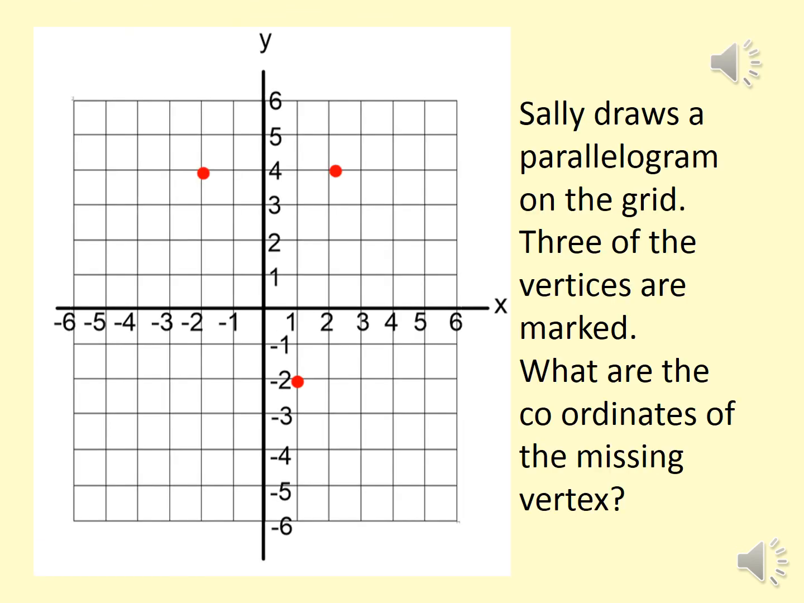And as with plotting the coordinates of shapes in the first quadrant, we can sometimes be given some information. So Sally's drawn a parallelogram on the grid. Think about what a parallelogram looks like. She's marked three of the vertices. What are the coordinates of the missing vertex? See if you can work them out.